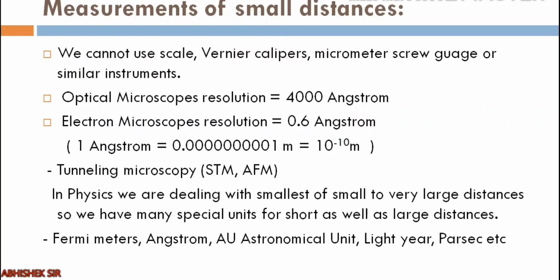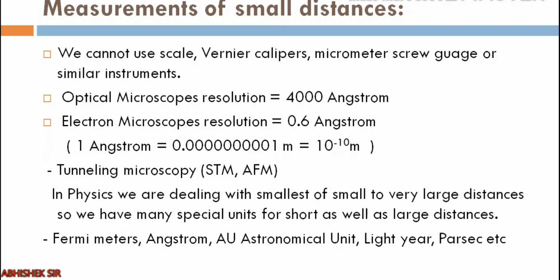Now, measurement of small distances. We cannot use a scale, vernier caliper, micrometer screw gauge or similar instrument for measurement of small distances. So we again have to use some specific instruments. Those specific instruments are microscopes, right? There are a variety of microscopes. Optical microscopes can measure up to 4000 angstrom. Below I have written the relation between angstrom and meter: 1 angstrom equals 10 raised to minus 10 meter. Okay, so imagine how small it will be.